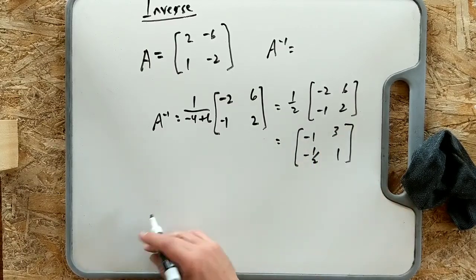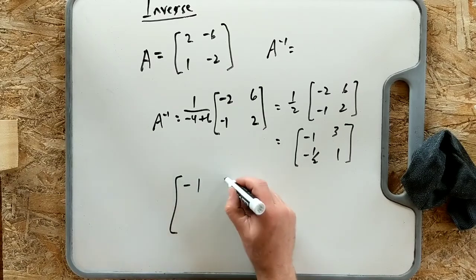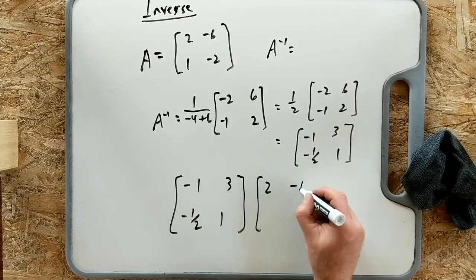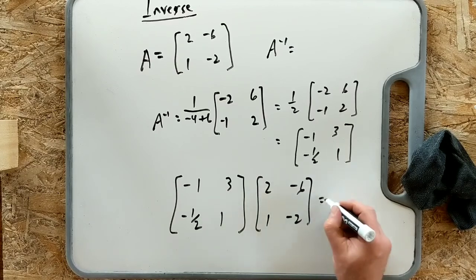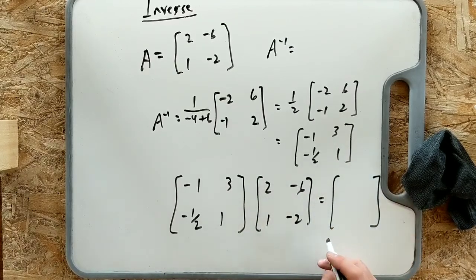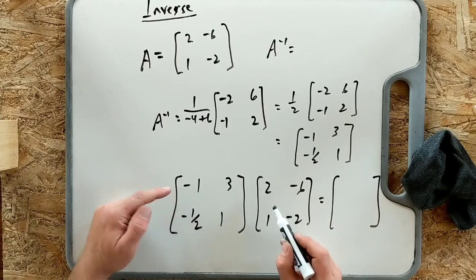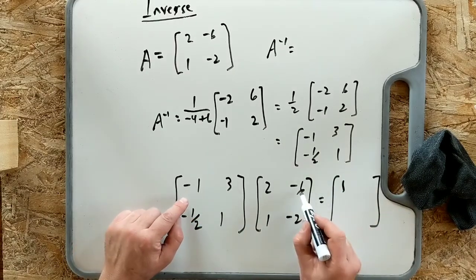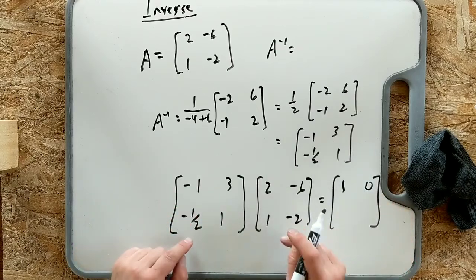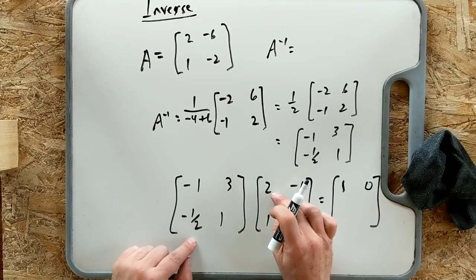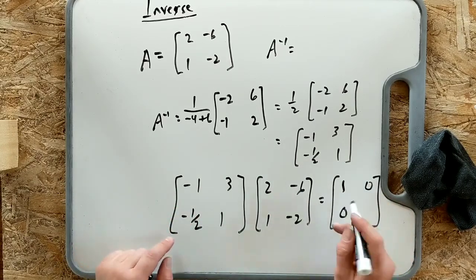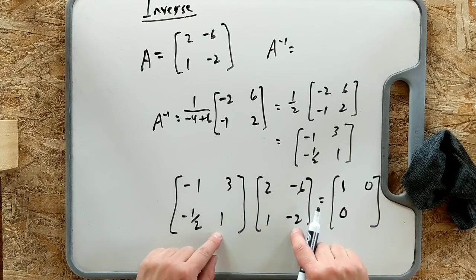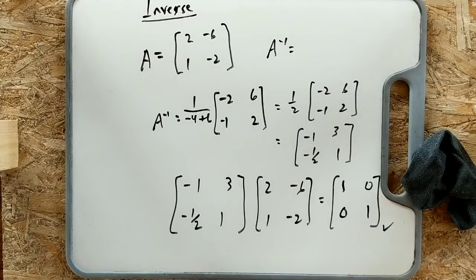And let me just verify because I'm doing this real time. Negative 1, 3, negative 1/2, 1. I'm going to multiply by 2, negative 6, 1, negative 2. And see that I get 1001. If I were in class, you guys could correct me if I was wrong. This will make sure I'm right. Negative 2 plus 3 is 1. 6 minus 6, 0. Negative half of 2 is negative 1, plus 1 is 0. And 3, negative 6 times negative 1 is 3, minus 2 is 1. Check, worked fine.